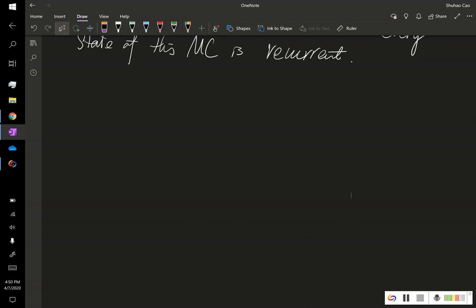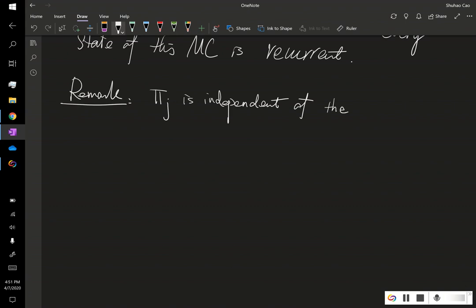In this video, we're going to continue learning an important equation about limiting probabilities. First, I would like to give a remark: this pi i, which is a long-run proportion (I think I used pi j initially), pi j is independent of the initial state chosen. The textbook gives a general proof here. In our lecture videos, we give a special proof based on the assumption that the initial state is j, but it doesn't have to be that way.